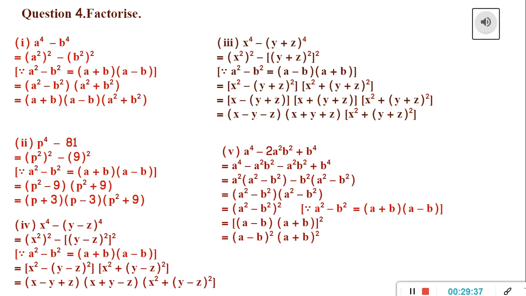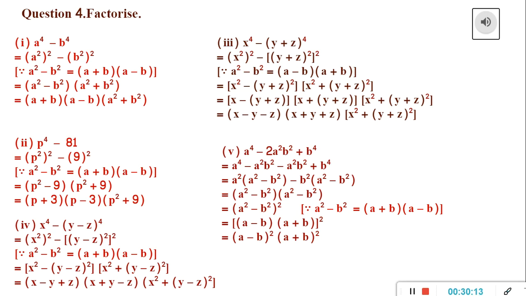Right? Now the second question, p raised to 4 minus 81. The power is 4, so at that time, as you see, we have to do the same identity 2 times. Let's see. Here p raised to 4 can be written as p square whole square. 81 can be written as 9 whole square. Otherwise we can write it as 3 raised to 4. Same way, p raised to 4 minus 3 raised to 4. No need, we can do directly 9 square. So first we can take p square minus 9 and p square plus 9. Now you see p square minus 9 can be written as p square minus 3 square. 9 is the square of 3, right?